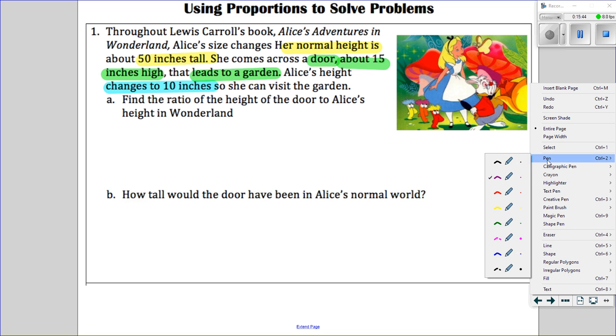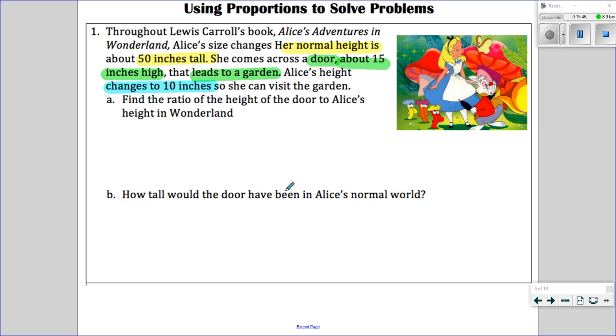So now I have an idea of how I'm going to set up my ratio. I'm going to put her height is 50, and she shrank to 10 to get to fit through the door.